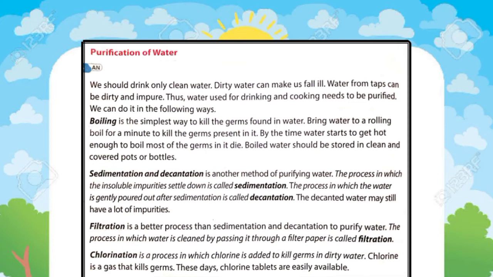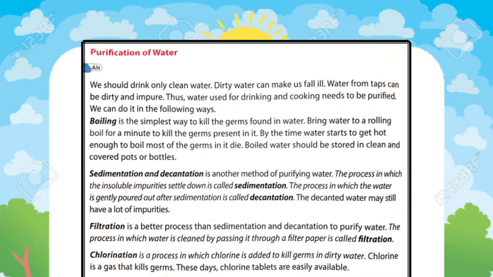Boiling is the simplest way to kill the germs found in water. Bring water to a rolling boil for a minute to kill the germs present in it. And by the time water starts to get hot enough to boil, most of the germs in it die. Boiled water should be stored in clean and covered pots or bottles.